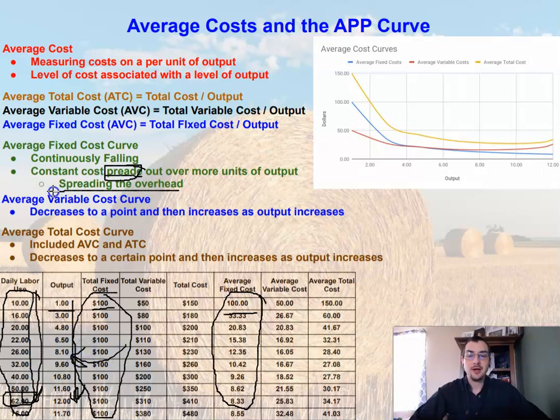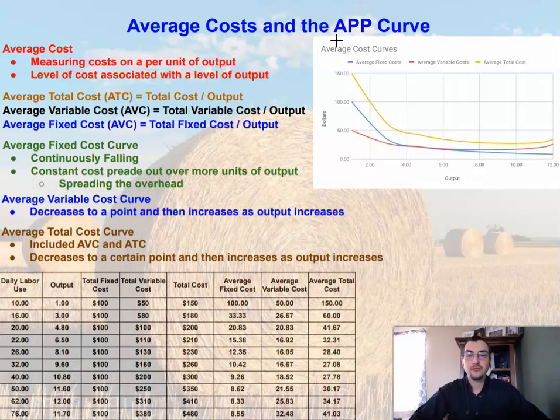That is a phenomenon known as spreading the overhead. We're going to spread the fixed cost out over more units of output and actually lower our fixed cost per unit of output. On a per unit of output basis, our fixed cost is continuously decreasing.